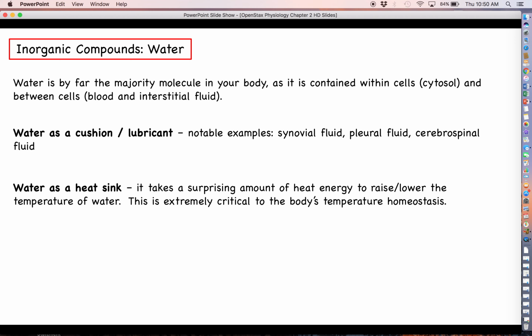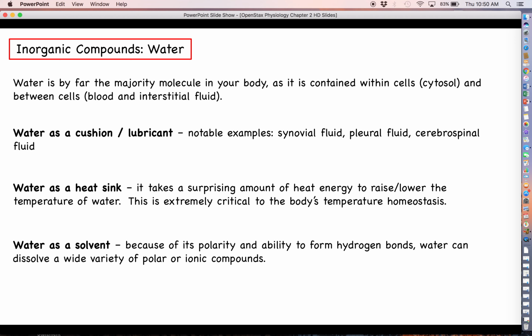So this is going to be extremely important to the body's temperature homeostasis, especially as it pertains to sweating. Meaning, if sweating is all about secreting water onto the surface of our skin and then evaporating that water by using our body's own excess heat, then we can expel more heat energy because water took that much more heat in order to be evaporated.